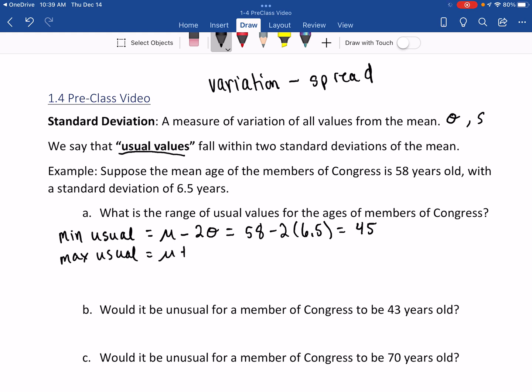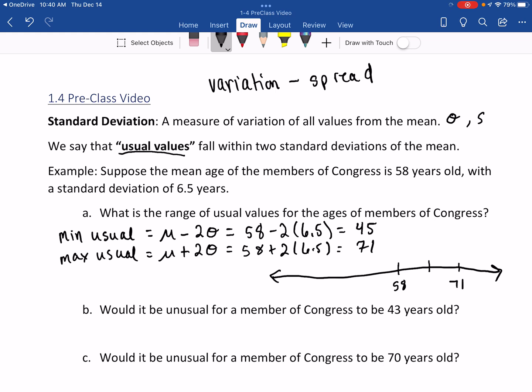And so let's do the maximum usual age. If I add 2 standard deviations, 58 plus 2 times 6.5, I get 71. So if I look at a number line, if my mean here is 58, 1 standard deviation above, 2 standard deviations above is 71. 1 standard deviation below, 2 standard deviations below is 45.